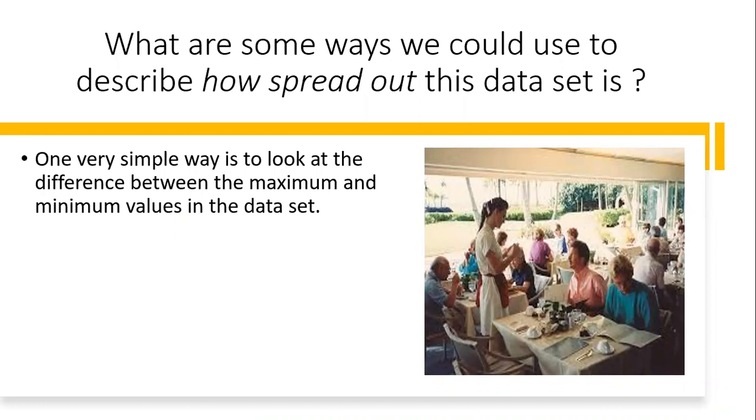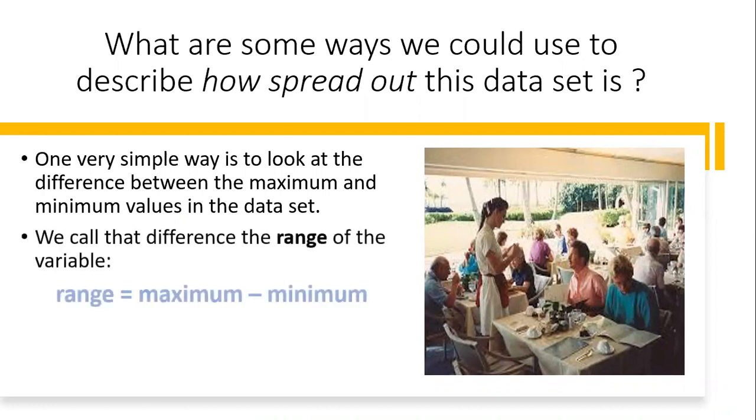I'm going to begin by looking at perhaps the simplest and most straightforward way to talk about the amount of spread in a data set. And that's the difference between the maximum and the minimum values for the data set. We call that difference the range of the variable. The range is the maximum minus the minimum.